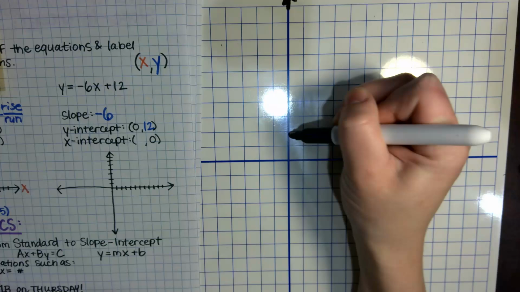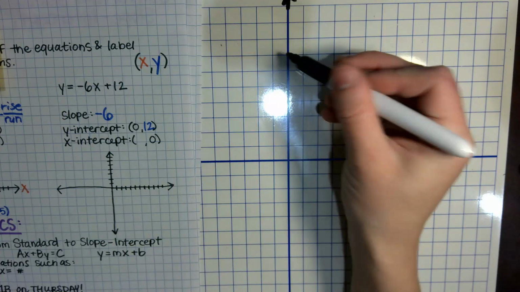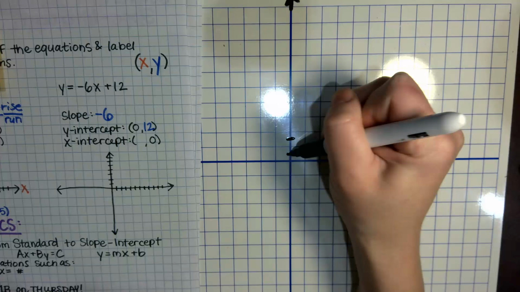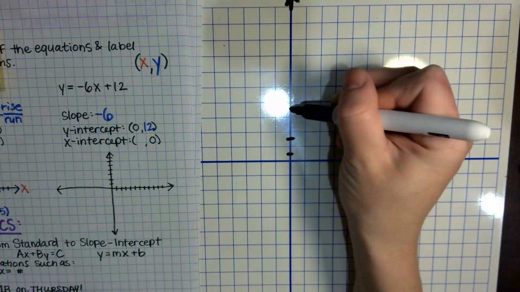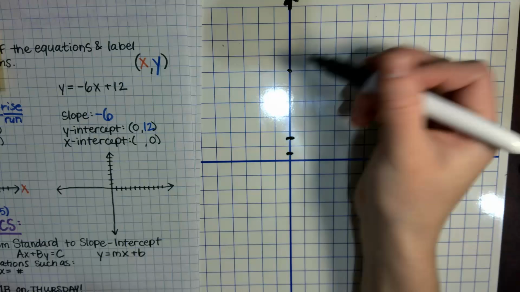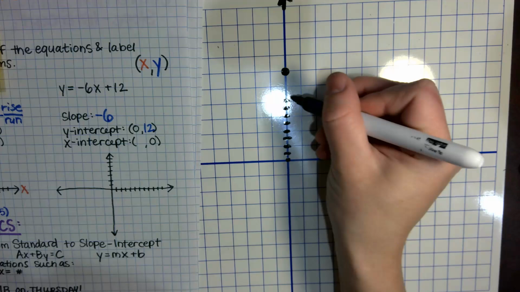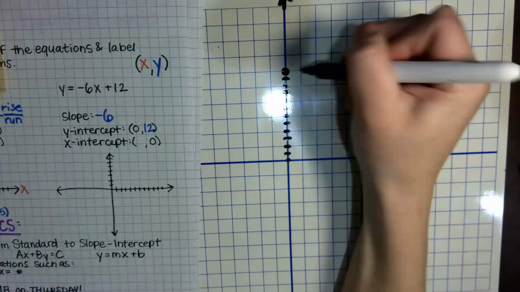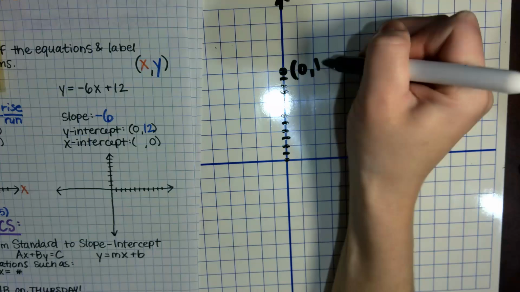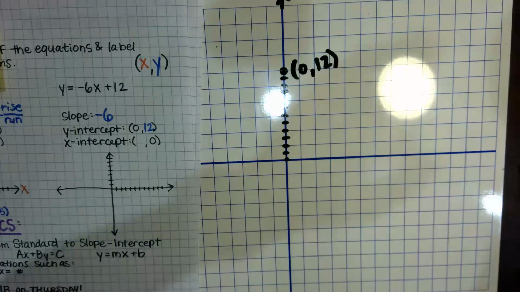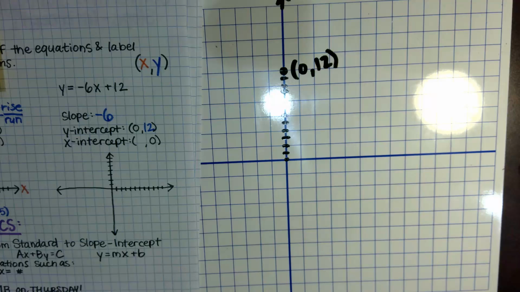So I'll count 1, 2, 3, 4, 5, 6, 7. Okay, I'm not going to have enough. 1, 2, 3, 4, 5, 6, 7, 8, 9, 10, 11, 12. Okay, here's my first point. Okay, and I'm going to label that 0, 12. And that's my y-intercept. Yes? Couldn't you just, instead of counting by ones, count by twos? Because 6 and 12 are both multiples of 2. You are correct. I could have saved some time by counting by twos. So maybe I shall do that in the future.